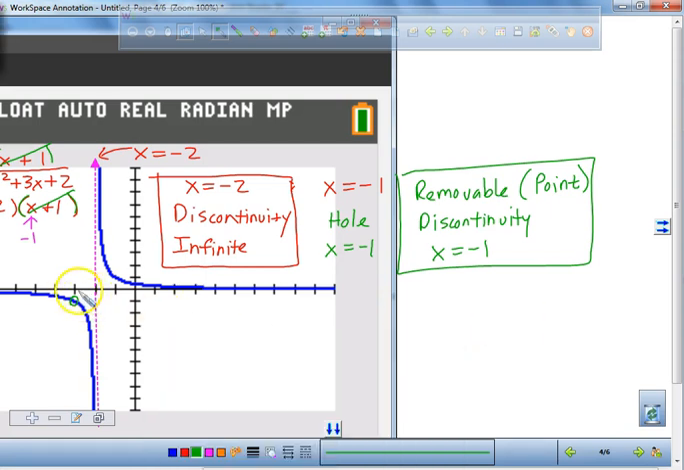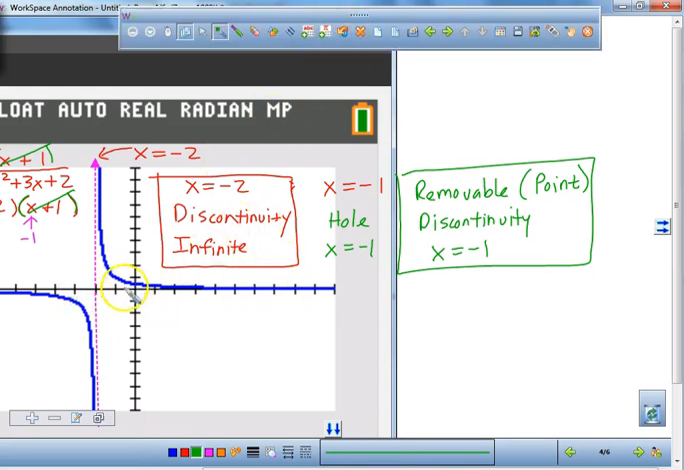I apologize, I was wrong. Sorry. Negative 1 is right here. Good job catching me there. My apologies. So right here at negative 1, put it right here.